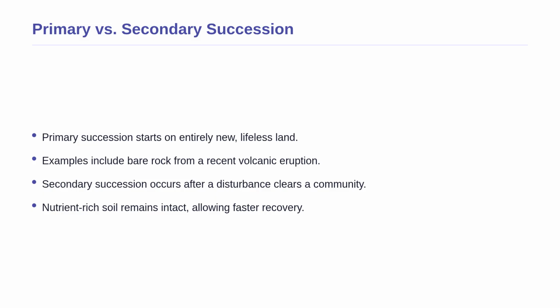On the other hand, secondary succession happens when a disturbance, like a forest fire or a flood, clears out an existing community but leaves the nutrient-rich soil intact. Because the soil is already there, the ecosystem has a massive head start, and the recovery process is significantly faster.